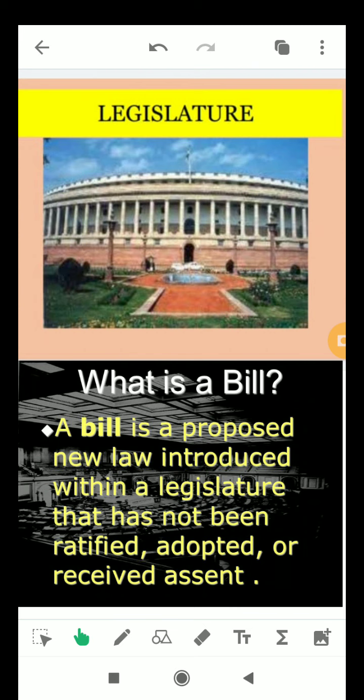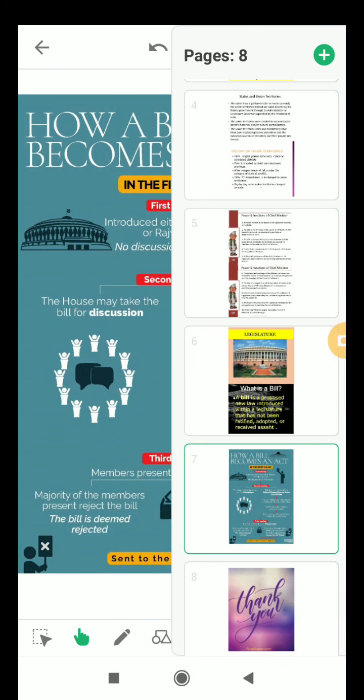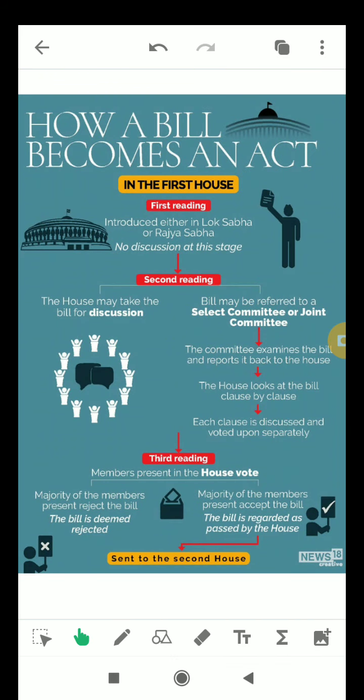The bill may be of two types: ordinary bills and money bills. Ordinary bills relate to all matters other than money, and can be originated in either house of the legislature. Money bills originate in the Vidhan Sabha only. Okay, and there are some procedures to pass an ordinary bill introduced in the Vidhan Sabha. So let us know how bills become law, and how a bill is introduced in the house.